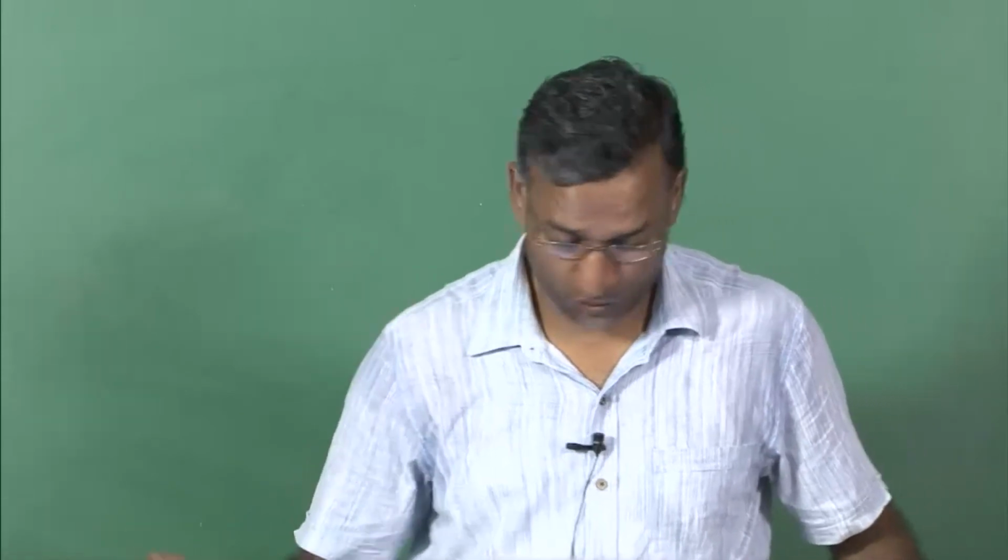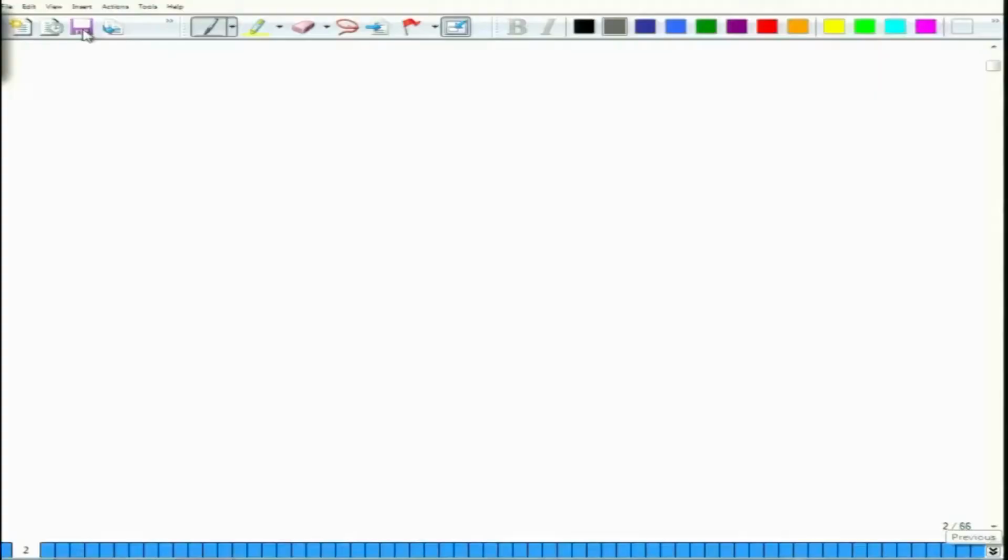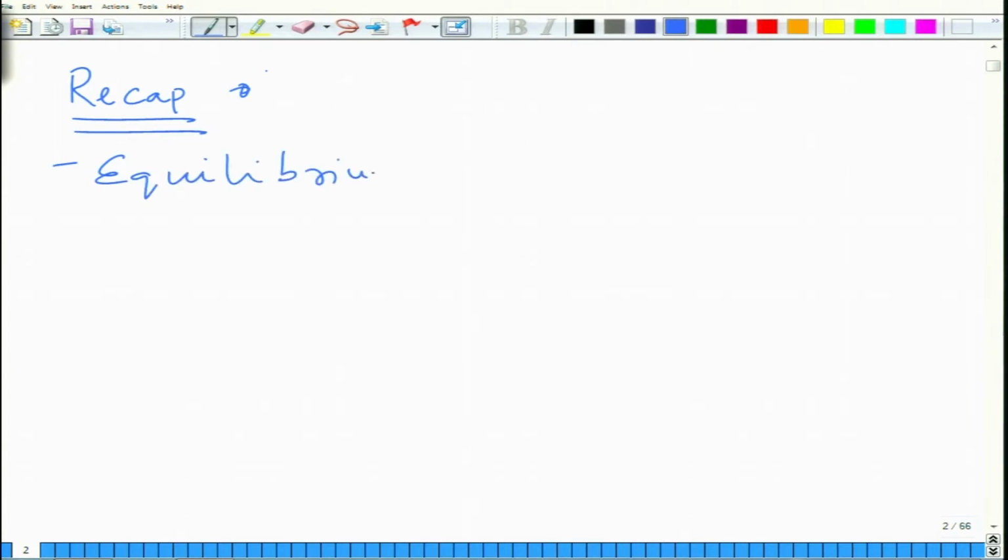In the last lecture we talked about how equilibrium in heterogeneous systems exists. So basically we started with our discussion on equilibrium in heterogeneous systems, which meant that we no longer were relying on the definition of ideal solution.